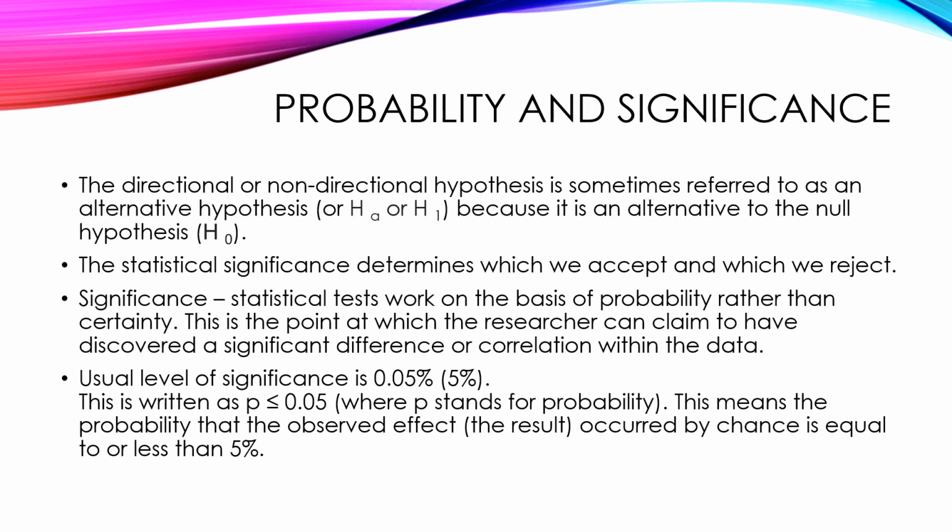And for significance in statistical tests, we work on this basis of probability rather than certainty. We can't claim that we have actually discovered significant difference or correlation because 5% of the time we're saying our result is down to chance. And we usually use a significance level of 0.05, that is 5%, and it's usually written as p is less than or equal to 0.05, and that p is standing for our probability value. So this means that the probability that the observed effect, so our result, that calculated value, occurred by chance is equal to or less than 5%.